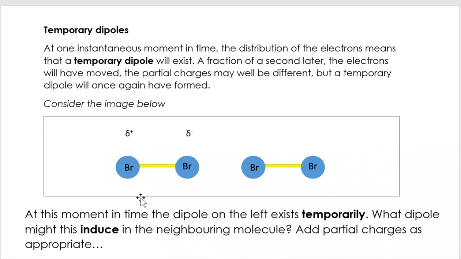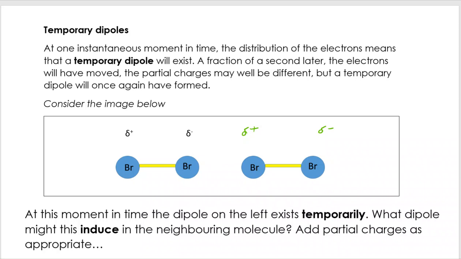So ultimately, if I've got a delta positive bromine and a delta negative bromine and another bromine molecule comes up alongside it, remember this is a temporary dipole, it's actually only existing for one instantaneous moment in time. But for that moment in time, the delta negative bromine is going to cause repulsion of electrons in this molecule, pushing them away. And that's going to create a delta positive charge on this bromine and a delta negative charge on this bromine.